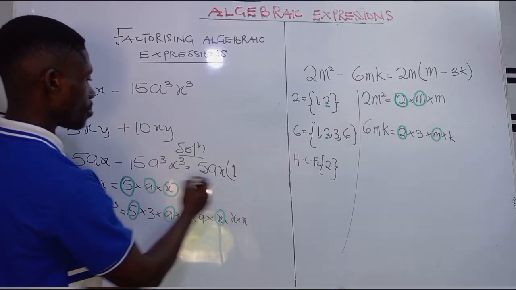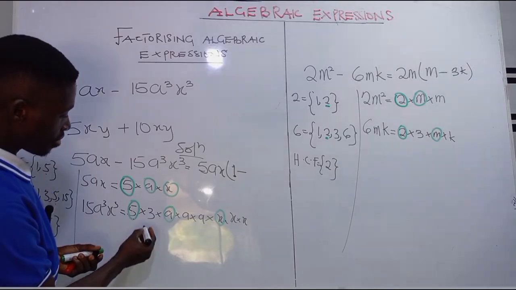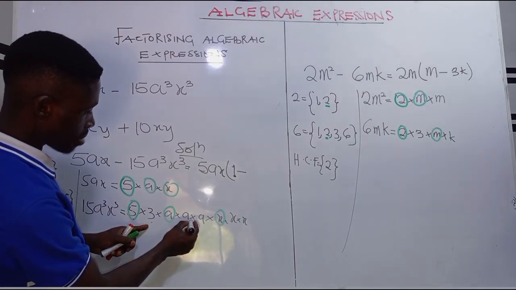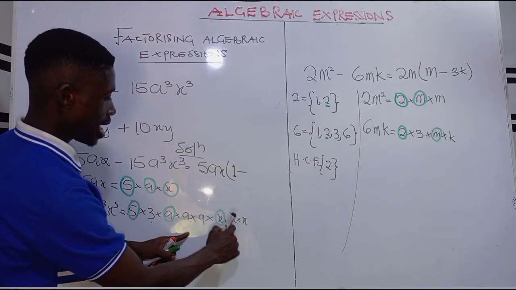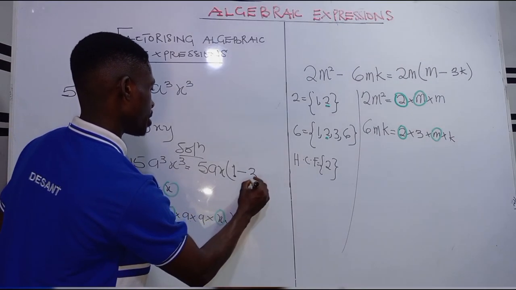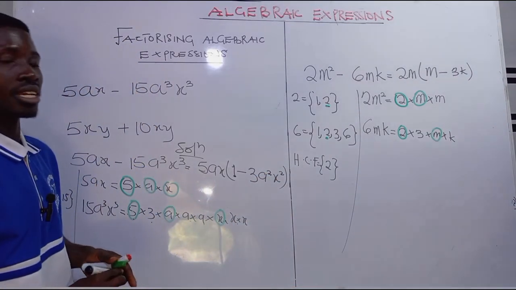Then after that, we bring our minus sign. Then after bringing 5ax out, we are left with 3 times a times a times x times x. So we have 3a squared x squared. And then we are done.